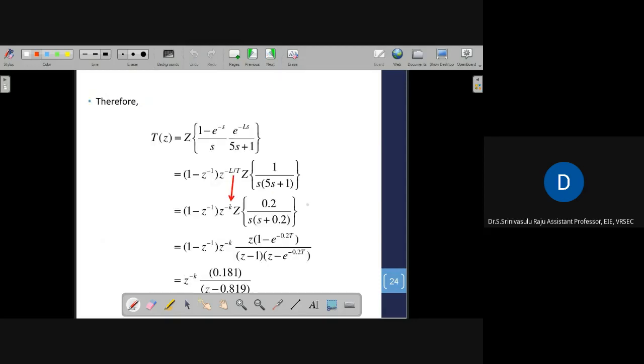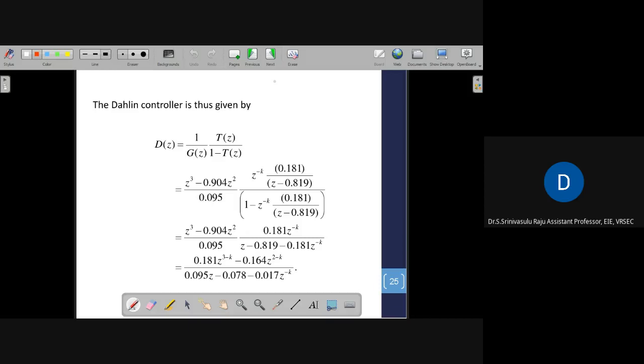Now we want T of z. T of z in our formula is c of z divided by r of z, output by input. So we are going to obtain T of z. Here also you can see we are using z power minus k. But in the theoretical part, while we are solving the problems, we can set z power minus n. Here it is z power minus k. Everything is solved in the notebook.